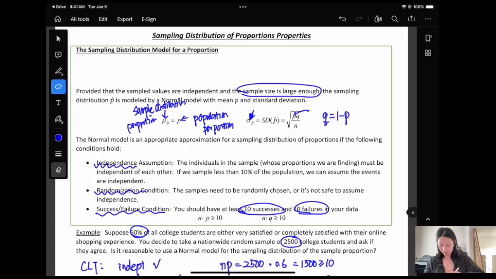Remember that mu is equal to p hat, and sigma is equal to the square root of p hat times q hat divided by n, the sample size, and there are the success and failure conditions. Okay, I'll see you in the next video.